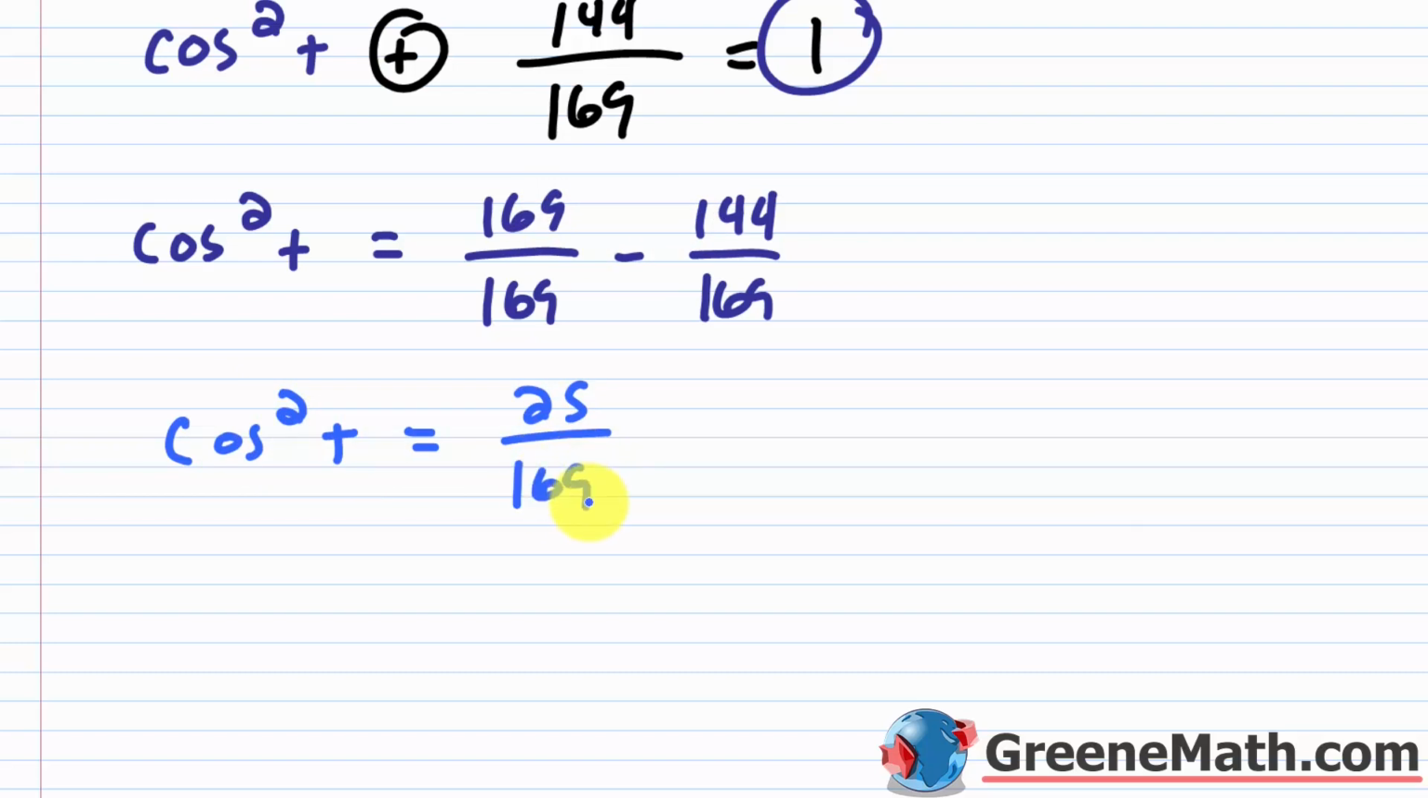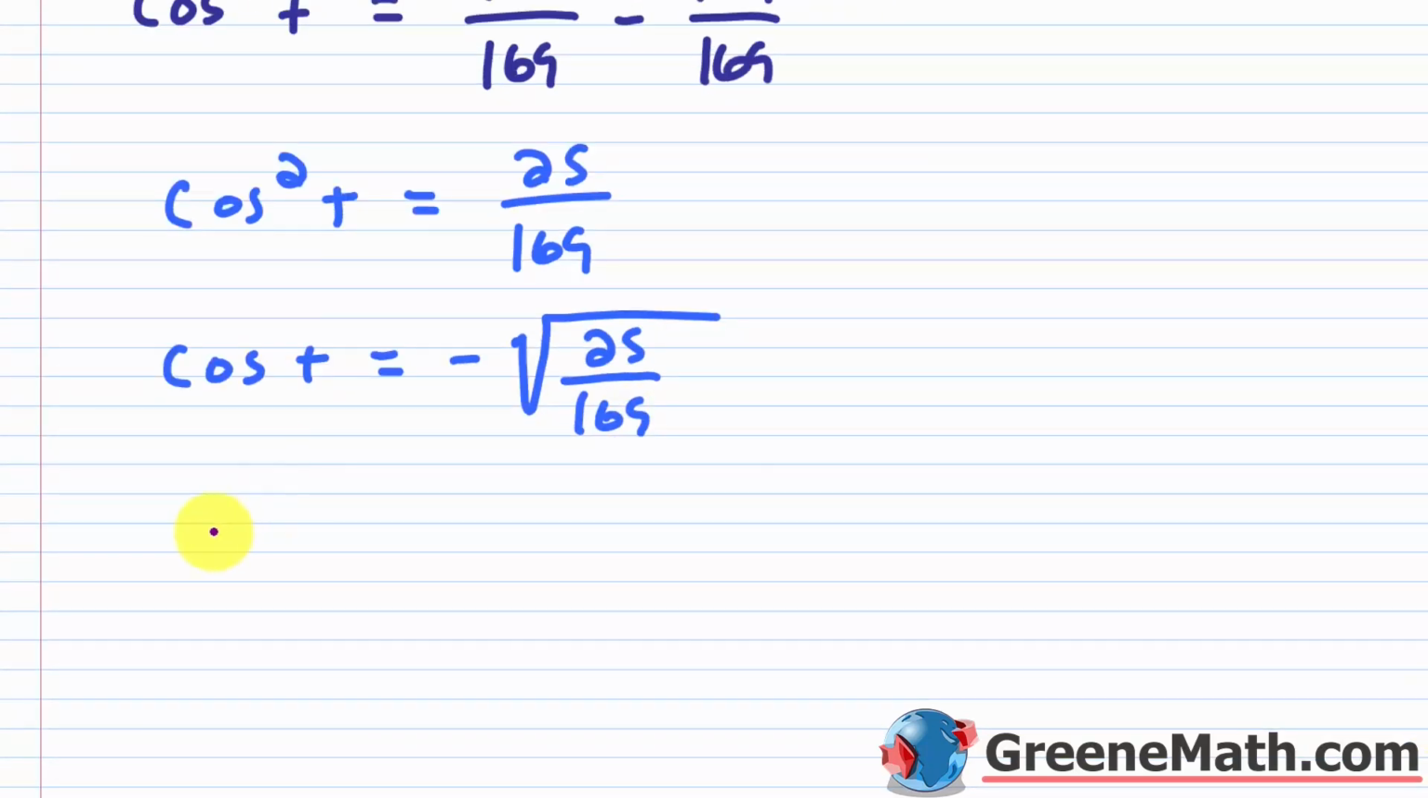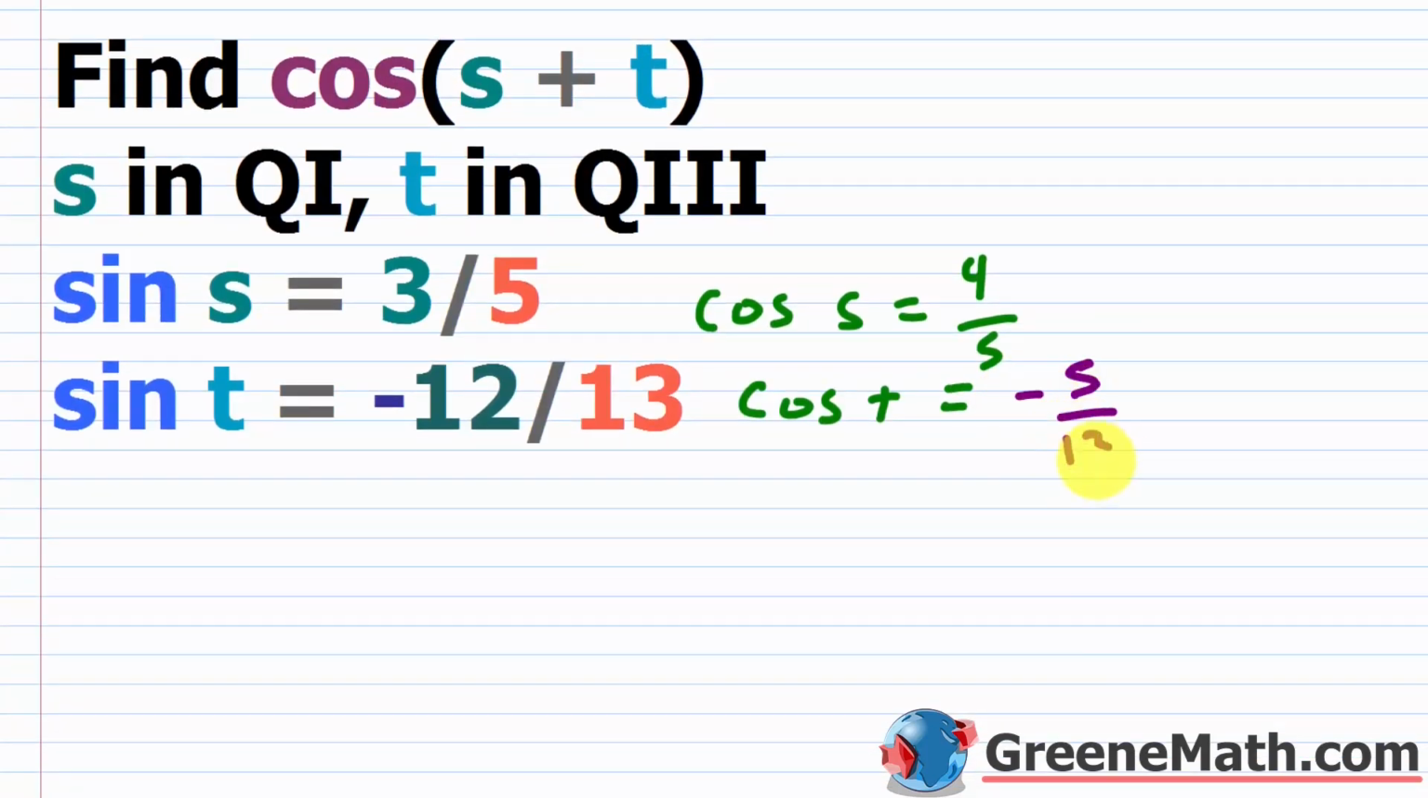Now, because we're going to be in quadrant 3, in terms of this t guy here, cosine is going to be negative. Okay, so I want the negative square root when I do this side. So I'm going to say cosine of t is equal to the negative of the square root of 25 over 169. So let's go ahead and simplify that. We'll say the cosine of t is equal to, we'll have the square root of 25 is 5. The square root of 169 is 13. So the negative of 5 over 13. Okay, so that's going to be my cosine of t. So let's put negative 5 over 13 like this.